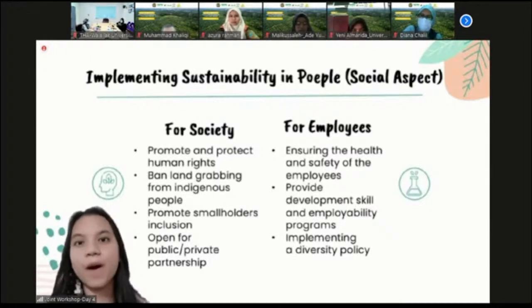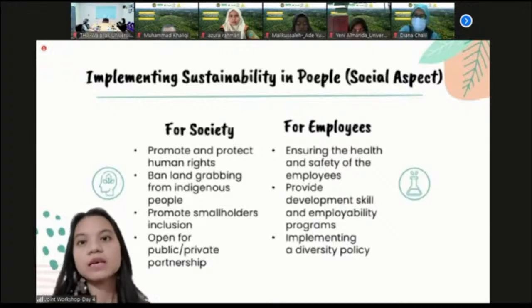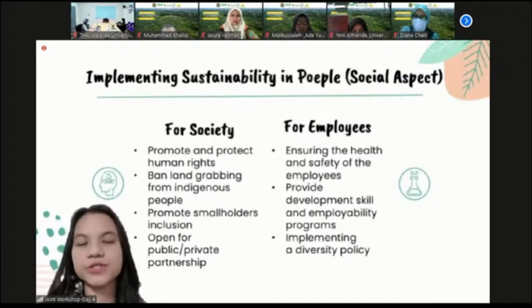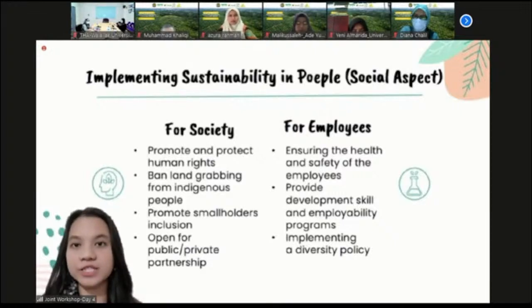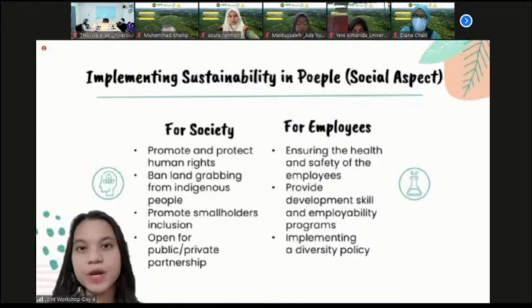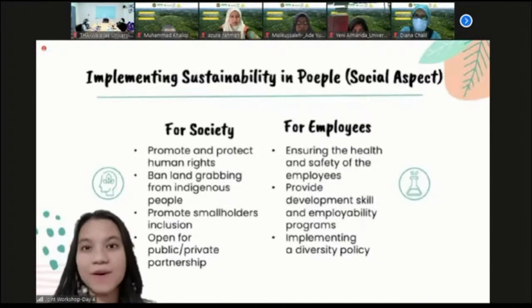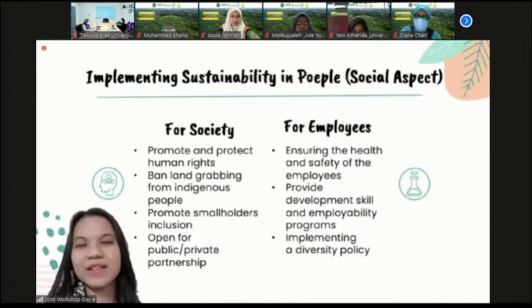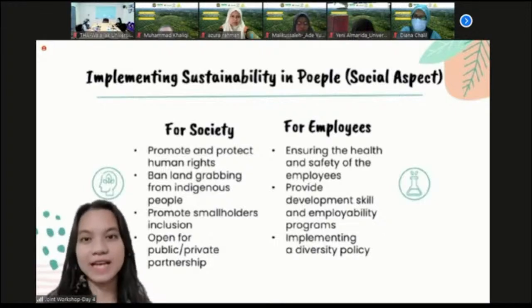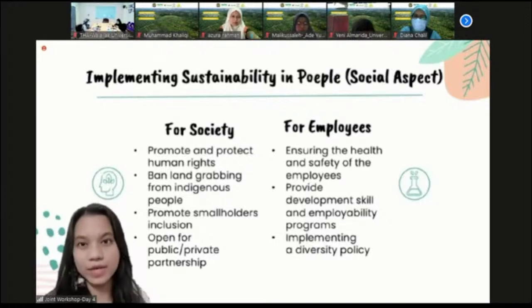And then after that, the palm oil industry should promote smallholder inclusion. It means we include all smallholders to contribute to our supply chain. And last but not least, the palm oil industry should be open to public or private partnerships and also achieve the livelihood of society. Okay, now we move to the second category, that is for employees.